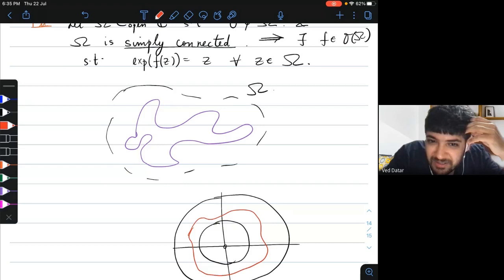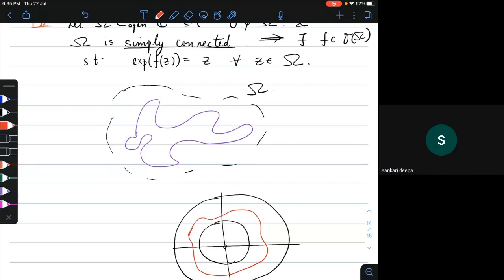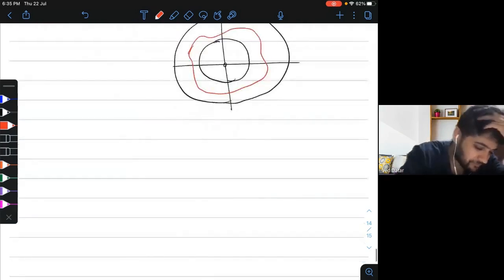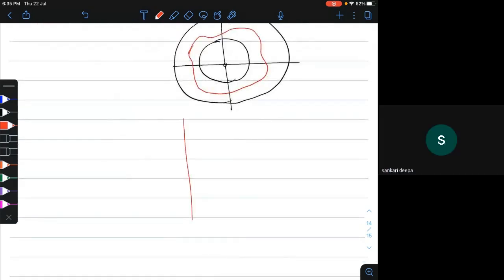Suppose we consider a disk with the radius 1, center -2. Okay. Then it is also simply connected.